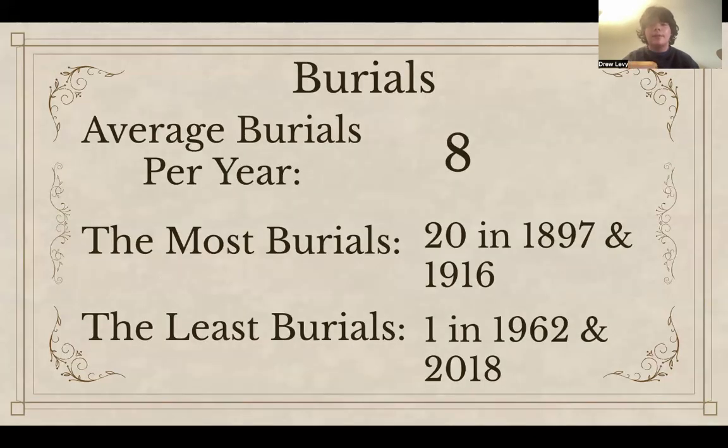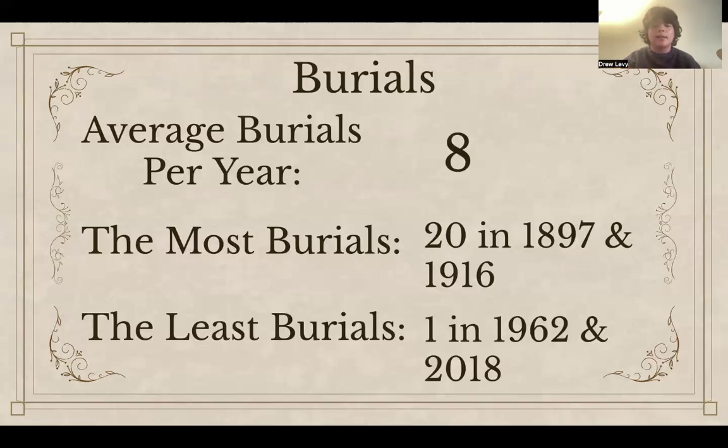So now we have burials. While the current average number of burials in the graveyard is about 3 to 4 per year, this wasn't always the case. In the late 19th to early 20th century, the average was around 11 burials per year. Over the 150-year span from 1870 to 2020, the average number of burials is about 8 per year.